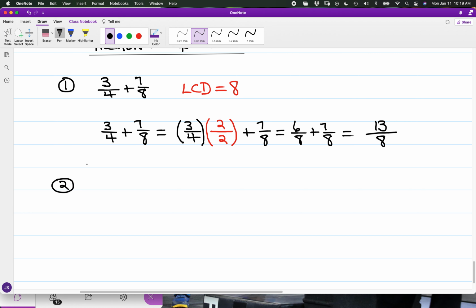And let's say if we have letters involved. Okay, let's say if we have 5 over 2x squared y.